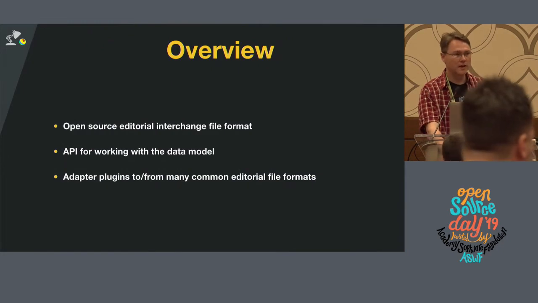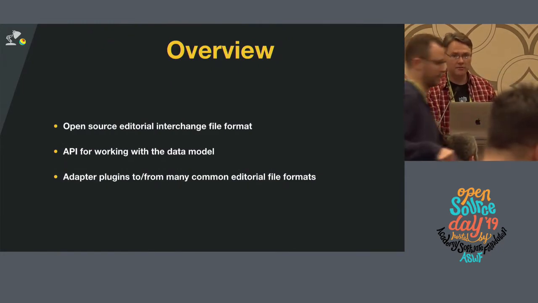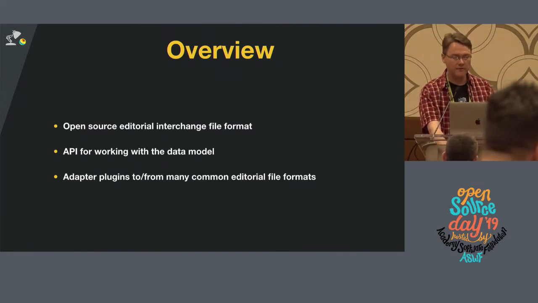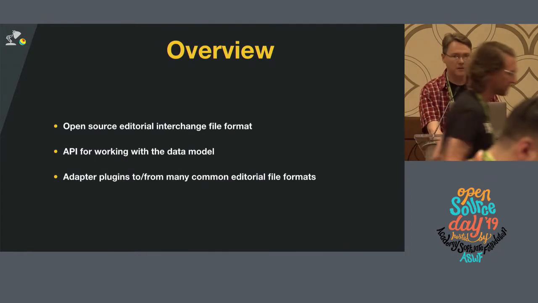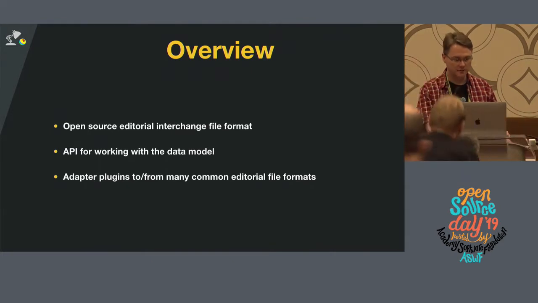To start with, just to remind you, OTIO is an interchange format for editorial timeline information. It's also an API for working with that data model. And we include a bunch of adapter plugins for converting to and from other file formats. We try to emphasize these 3 aspects. They're each independently valuable for different use cases.